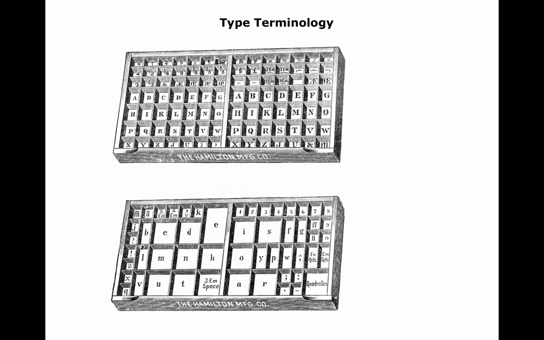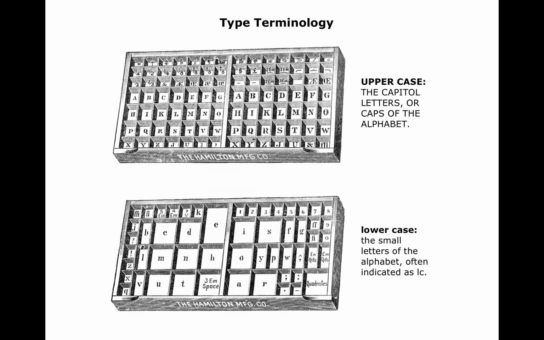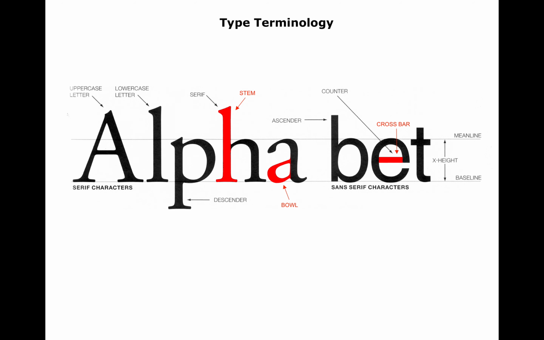And all of this terminology is based on the first printing. You know, we had the uppercase, capital letters, or the caps of the alphabet, and we also had the small letters of the alphabet, often indicated as an LC, lowercase. And this diagram illustrates the parts of the letters or characters, including serif and sans serif letters. So the serif being the little notches on the letters.